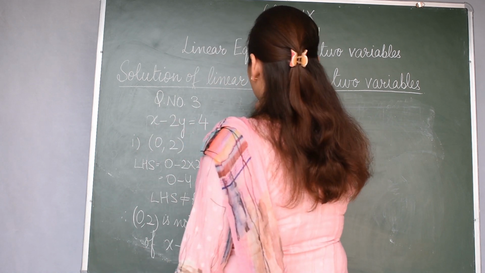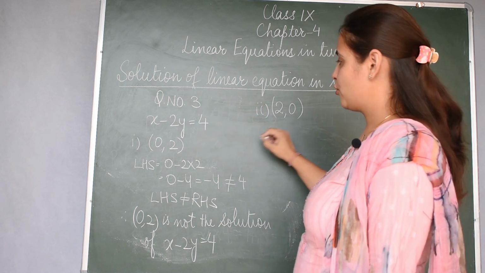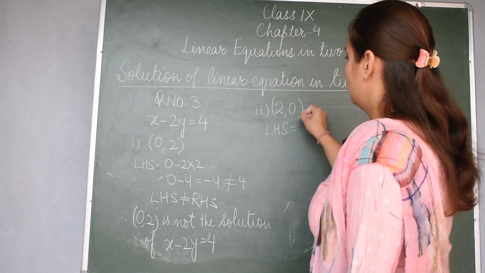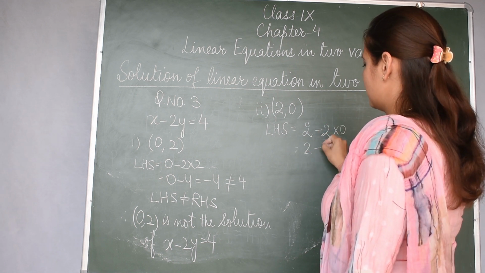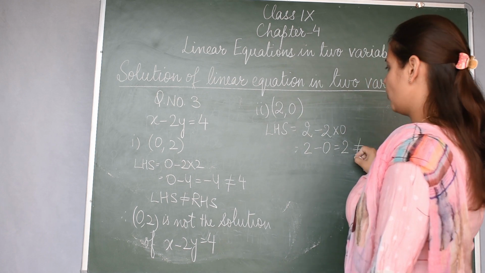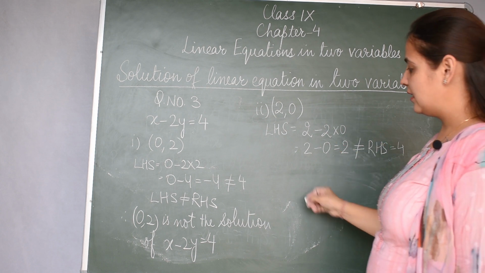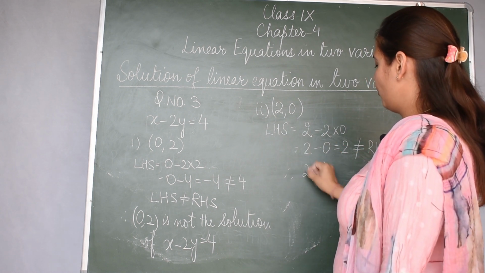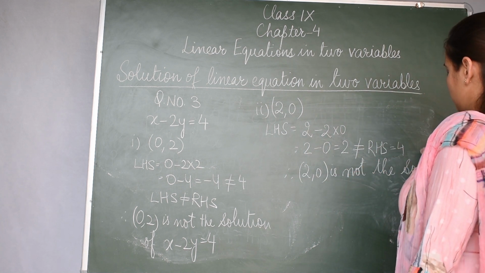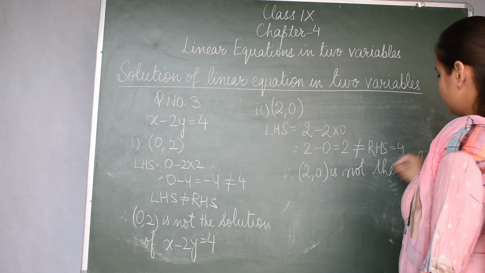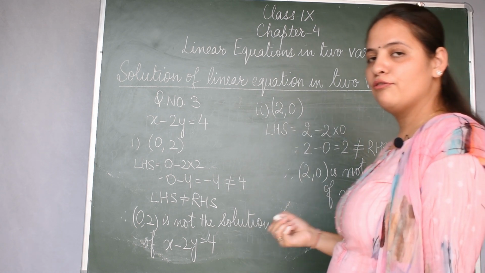Similarly, you are given 2, 0. You need to check whether this is the solution of this equation or not. Let's substitute. x is 2 minus 2 into 0. So 2 minus 0 is again 2, which is not equal to your RHS because RHS is 4. So they both are not equal. Therefore, 2, 0 is not the solution of x minus 2y is equal to 4.